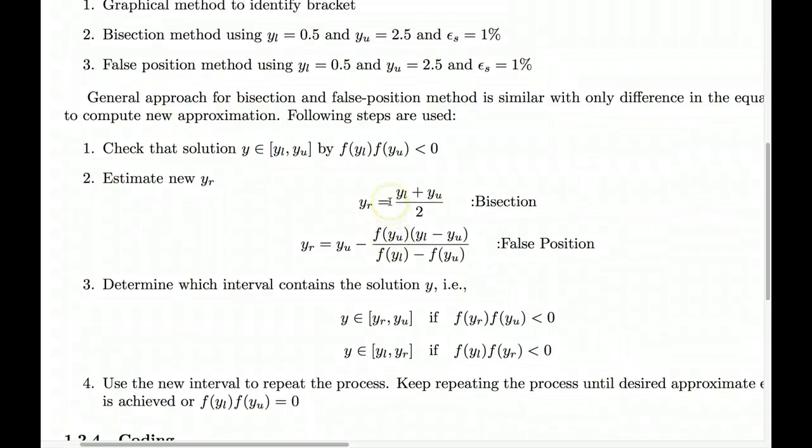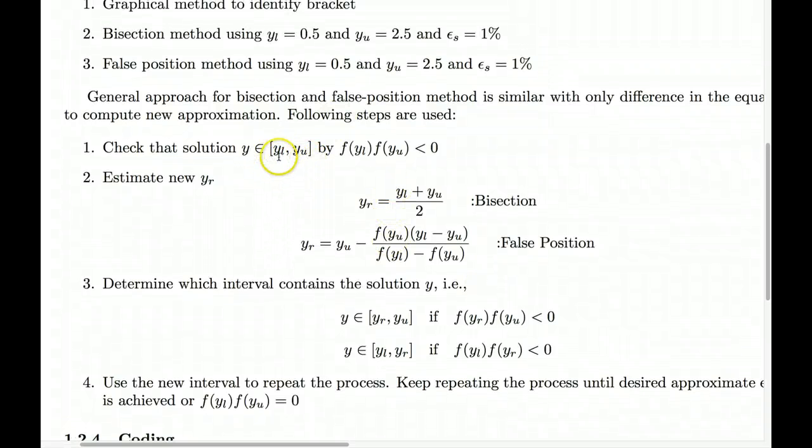So what we want to do is, we have a bracket, we find the value of the function at each point of that bracket and see if the product is less than 0. If the product is less than 0, that means they have opposite signs, and that means the root lies between this little bracket. Bisection means just go to the midpoint of this bracket as our estimate of the root.